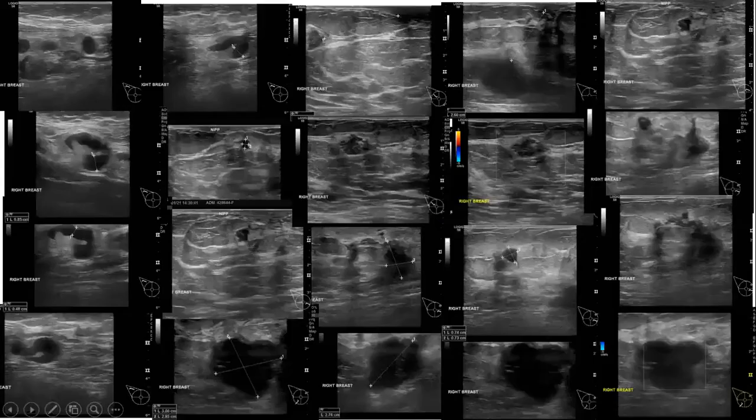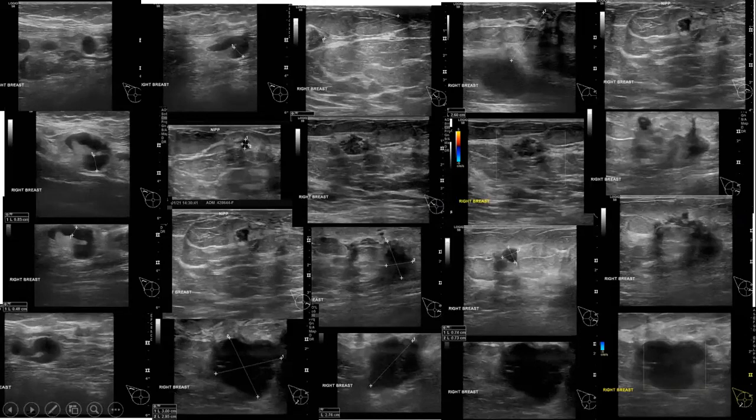Okay, this is the ultrasound. This is axillary lymph nodes, malignant, and this is the largest, the index lesion. These are the index lesions in the lower outer breast. But this cursor here in the lower inner breast, this is a lower inner satellite. Okay, this is upper outer. Upper outer.